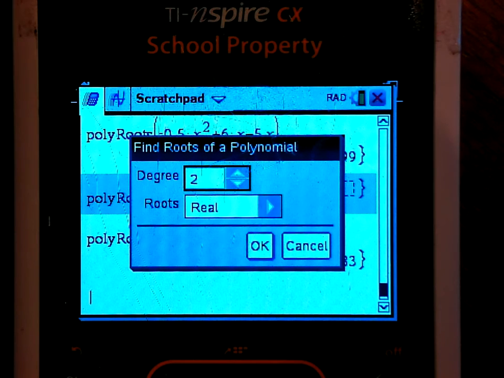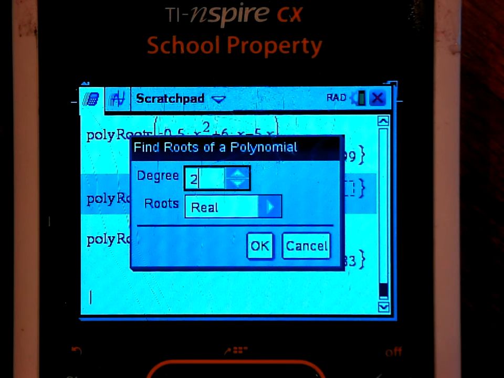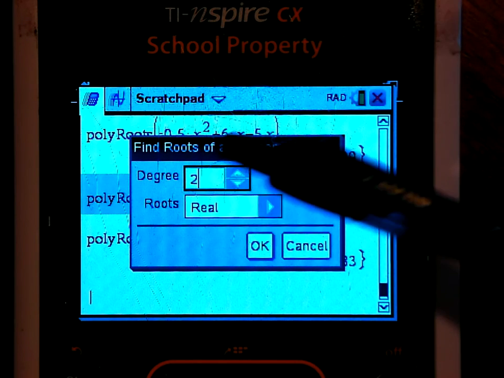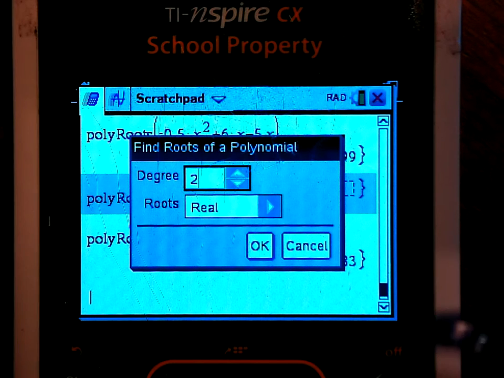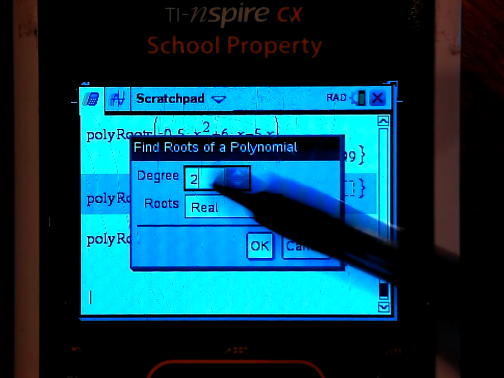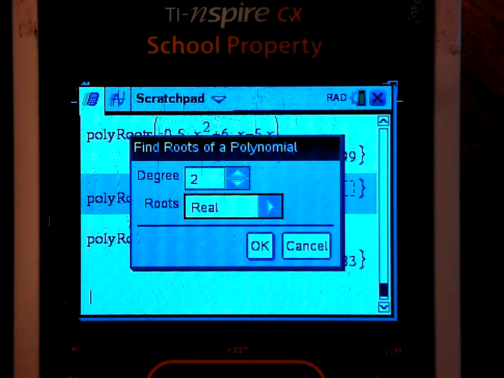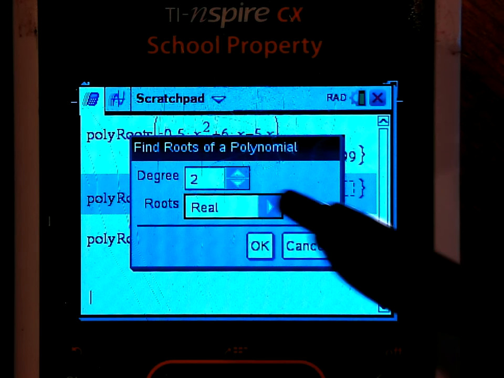Now, if I was solving a polynomial with an x cubed term in it, I would change this degree to 3. If I was solving one with an x to the 4th power term in it, I would change this to 4. Okay, but usually your quadratics, especially your quadratics, they will only have an x squared term. Okay, so that means that our greatest exponent is 2, which means we're going to leave this degree 2. And this is just asking what kind of roots am I looking for? Am I looking for real roots or complex? And those are the only two options given, and we're always going to be looking for real roots.